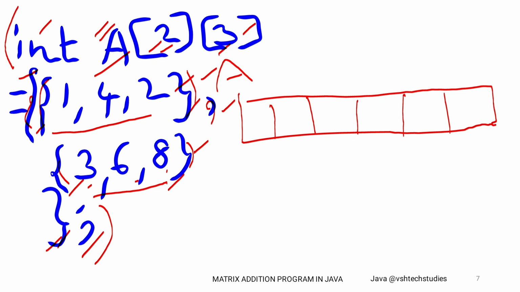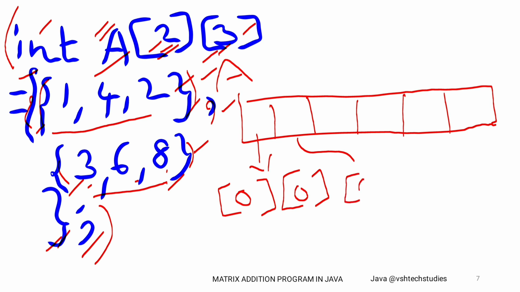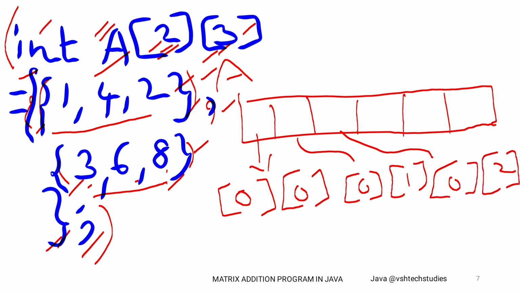But the index of each memory location is specified by 2 indexes now. So what is the index of the first memory location? 0 row, 0 column. What is the second one? 0 row, first column. What is the third one? 0 row, third column. So third column means index is 2. Second column means index is 1. First column means index is 0. So these are the indexes of first, second, third memory location.